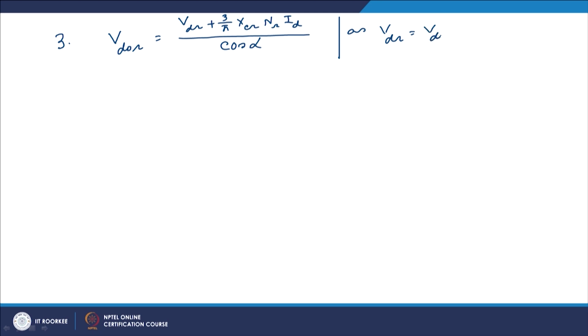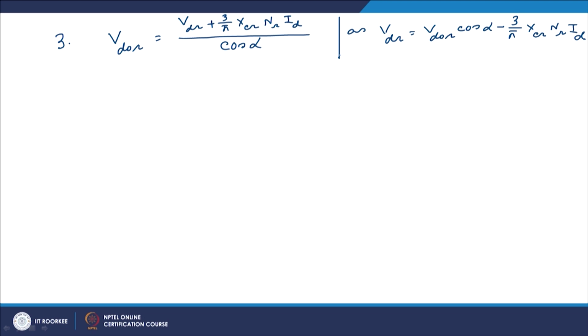In step 3 we write that VDOR is equal to VDR plus 3 by pi XCR NR ID divided by cos alpha. Now, from where have we got this equation? Please recollect that there is one equation that VDR is equal to VDOR cos alpha minus 3 by pi XCR NR into ID. So, therefore, if we just rewrite this equation, we get this expression of VDOR.